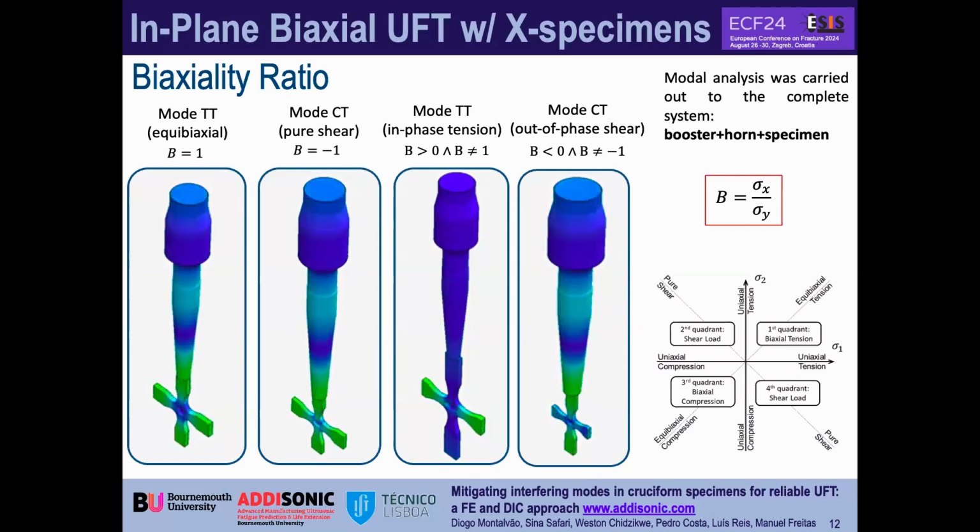It means that 2 are in the out-of-phase loading, so 2 of them are stretching, the other 2 are shrinking. And in the third and fourth cases, we have a B greater than 0 and B different from 1. And the last one, we have a B lesser than 0 and a B different from minus 1. So in this way, we cover all the spectrum, all the quadrants.